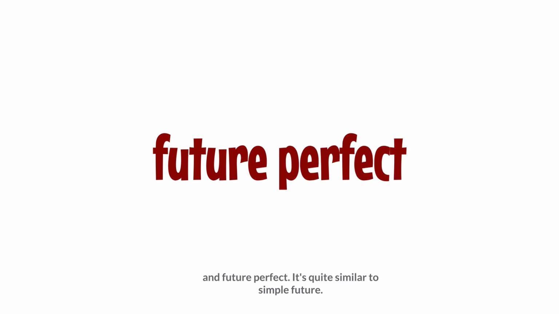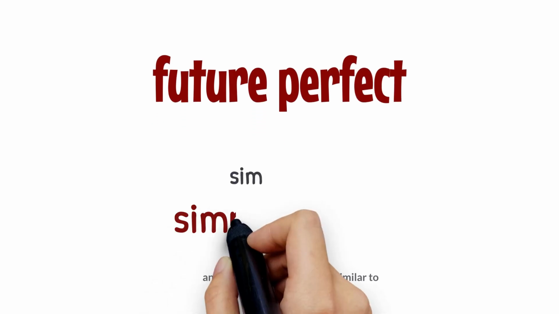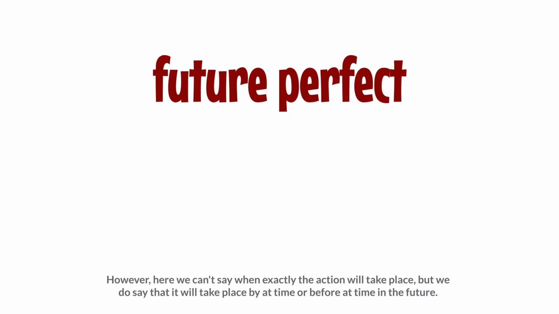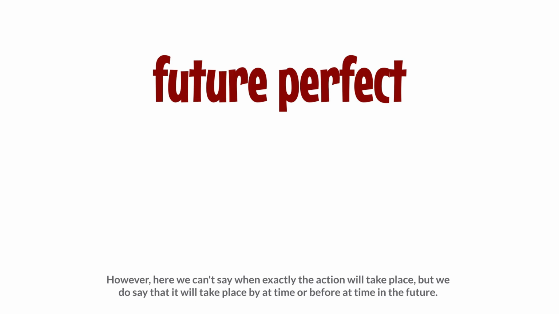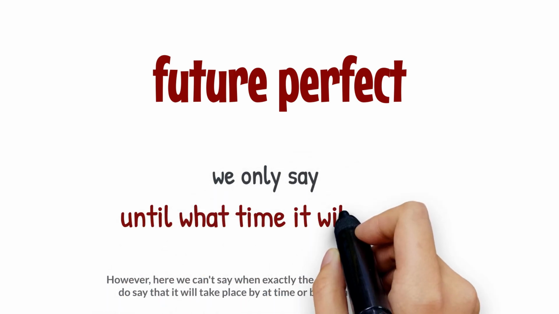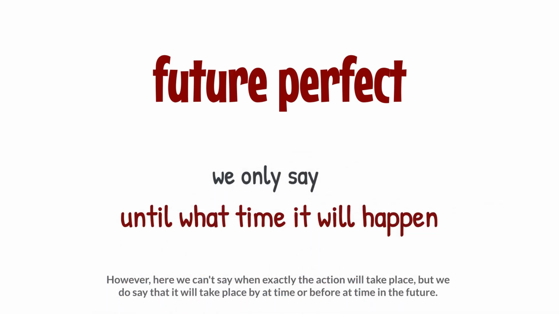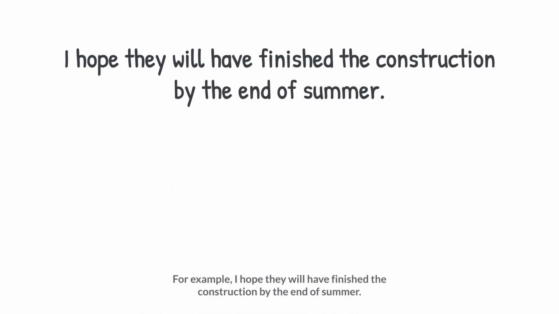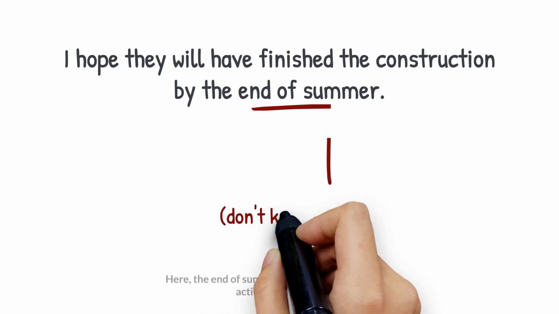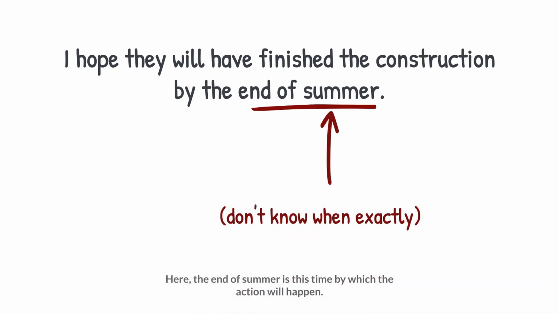And future perfect. It's quite similar to simple future. However, here we can't say when exactly the action will take place, but we do say that it will take place by a time or before a time in the future. For example, "I hope they will have finished the construction by the end of summer." Here, the end of summer is the time by which the action will happen.